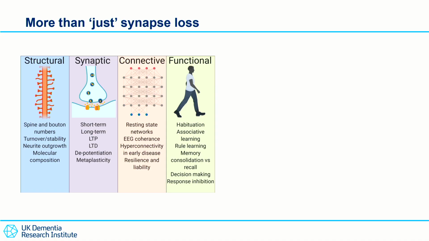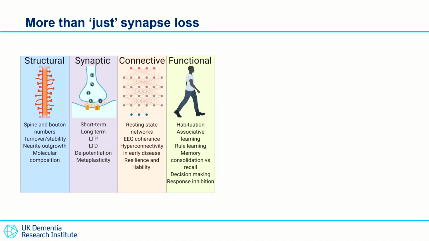So when I was at Lilly, we wrote a review a few years ago where we described the different types of synaptic plasticity, and then we described what actually happens to these different types of plasticity in Alzheimer's disease. And you can see here that there is the structural plasticity, so this is the density of synapses, and we know that they are lost. This can also include stability of synapses as well as their molecular composition.